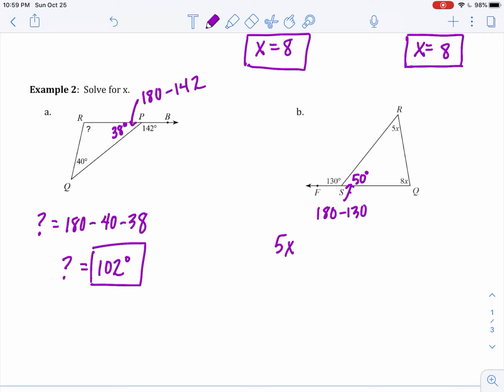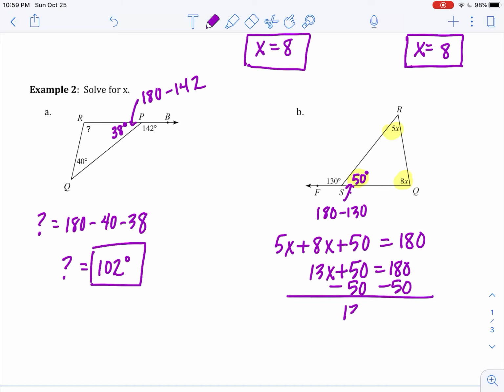All right, now we could add up the inside to 180 again. If you know something about all three measures of the inside angles, you could add them up and set it equal to 180. So we're taking the 5x, the 8x, and the 50, and adding them up to 180. So we get 13x plus 50 equals 180. If we subtract 50 from both sides, we'll get 13x equals 130. And if we divide by 13, our x is equal to 10.